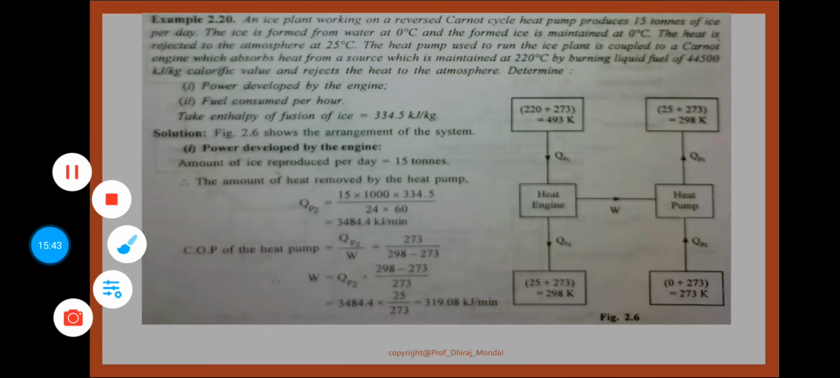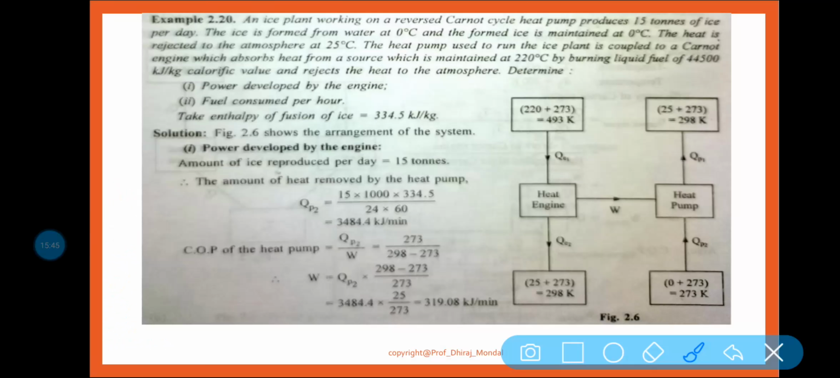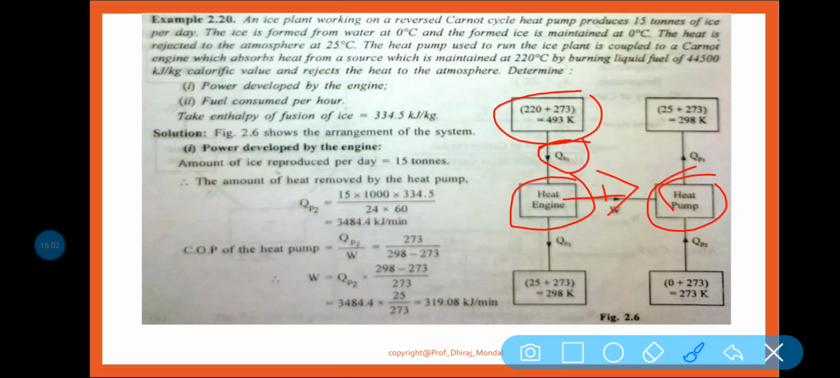So here basically this is a heat engine, this is a heat pump. Now what happened? By the help of some fuel, QE1 amount of heat is taken by this heat engine, and W amount of work is done by this heat engine, and QE2 amount of heat is rejected to the surrounding or atmosphere at 25 degrees centigrade, and here it is your atmosphere. Okay, and this is your system.